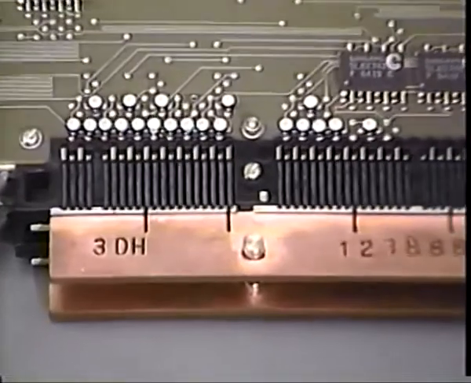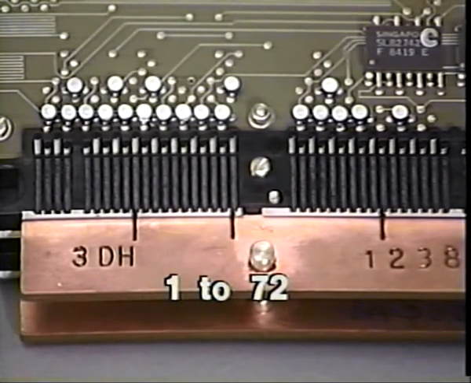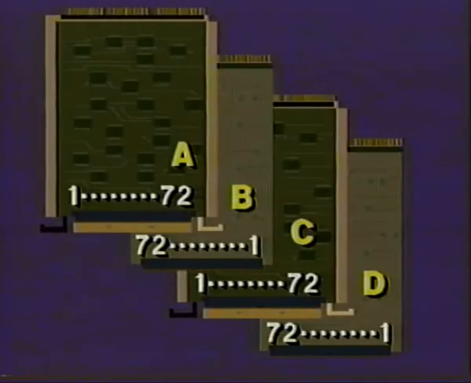Each board also has 72 test points. They are identified by the board and test point number. The test points are numbered 1 to 72. As an example, test point A10 is found on the A board at test point number 10. Test point numbering is similar to pin pairs. The A and C board test points are numbered from left to right, while the B and D board test points are numbered right to left.